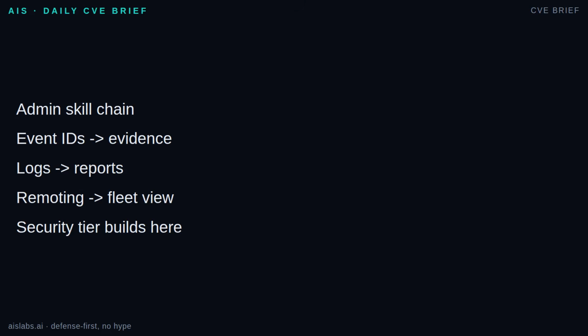The security tier also builds on this exact muscle. Security auditing is not magic. It is disciplined event ID work, good filters, time windows, and repeatable collection. Learn Get-WinEvent now, and those later episodes will feel much less mysterious.